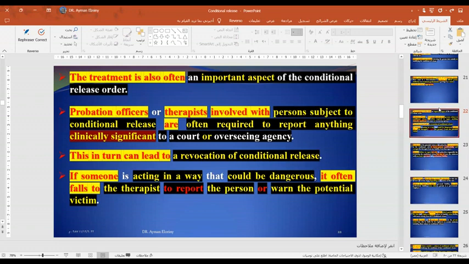Treatment is also often an important aspect of conditional release. Probation officers or therapists involved with persons subject to conditional release are often required to report anything clinically significant to the court or overseeing agency. This in turn can lead to revocation of conditional release if someone is acting in a way that could be dangerous. It often falls to therapists to report the person or warn a potential victim.